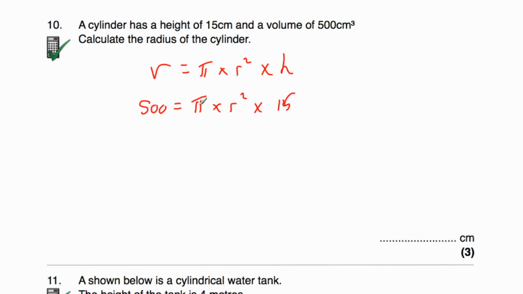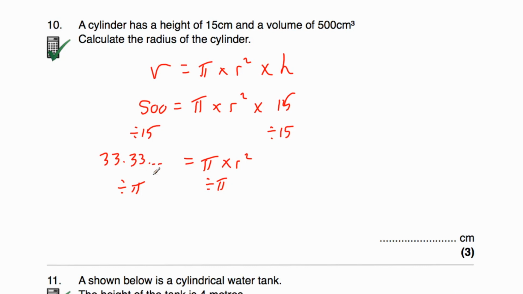Now we've got an equation. This is just an equation because we've got numbers and r, so we want to solve this to find what r is. With this equation, we want to get the r on its own, so let's get rid of the times by 15 first of all. So let's divide both sides of the equation by 15. On our right hand side, we're dividing by 15 to get rid of the times by 15, so we're just going to be left with pi times r squared. And on the left hand side, 500 divided by 15 is equal to 33.33 and so on. Now we want to find what our radius is, so we want to get rid of this times by pi. So let's divide by pi and divide by pi.